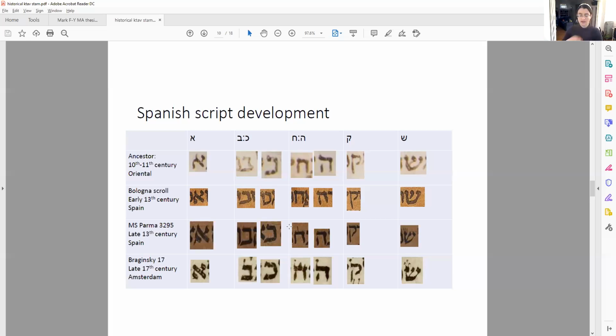And Jen, it seems, has a question. Yeah, is the little antenna on the end of the bet and the chet and the hey and the kuf, is that a tag or is that a serif?